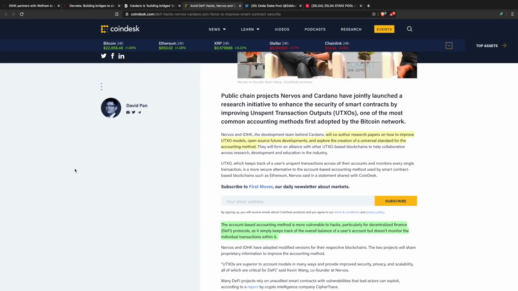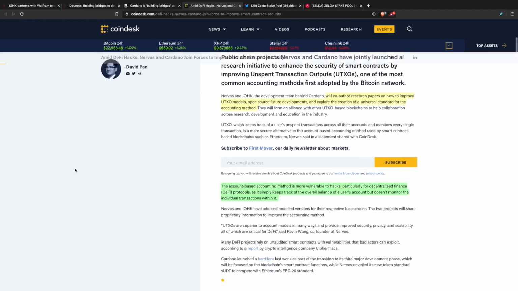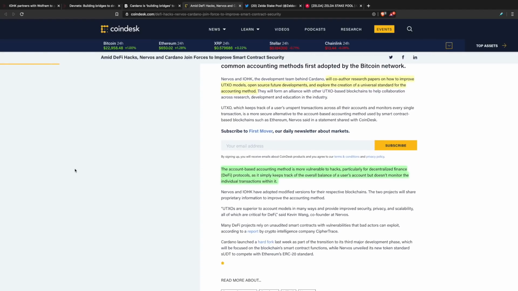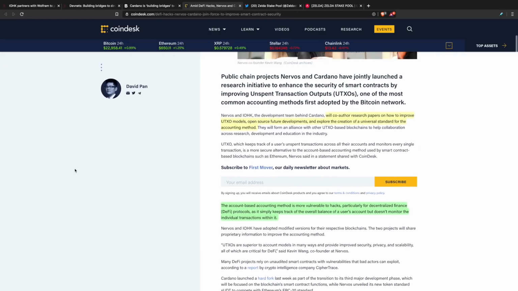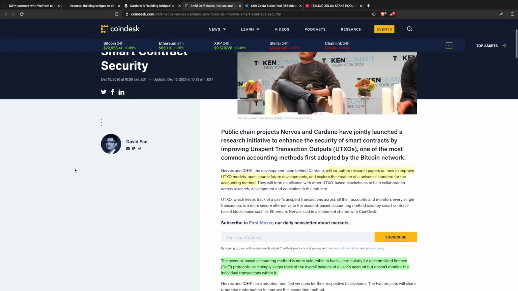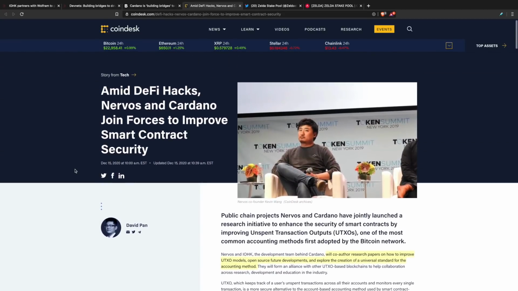So according to Kevin Wang, the co-founder of Nervos, UTXOs are superior to account models in many ways and provide improved security, privacy, and scalability, all of which are critical for DeFi. Very interesting to read about the developments with this partnership between Nervos Network and IOHK. Of course, we are certainly within the early days, but seeing the partnerships being formed left and right, it's very promising on the future of this space.